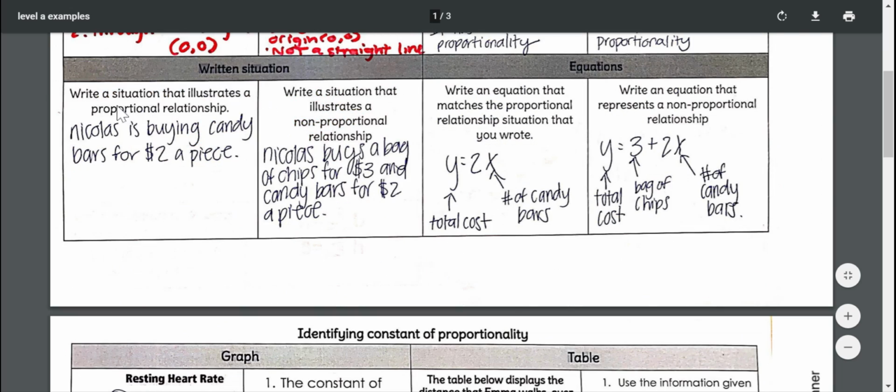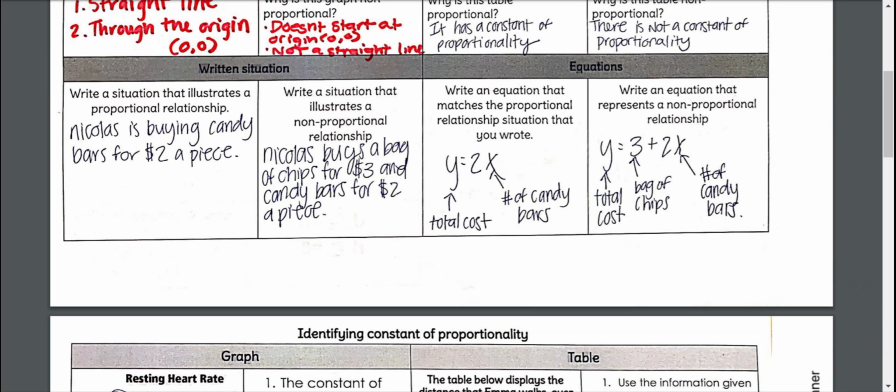All right, next, for the written situation. Write a situation that illustrates a proportional relationship. So for this part, we just need to make sure that there is a unit rate. You could do something that has to do with cost. You could do heartbeats per minute, any sort of rate. So in this example, I said Nicholas is buying candy bars for $2 a piece. So every candy bar is $2.